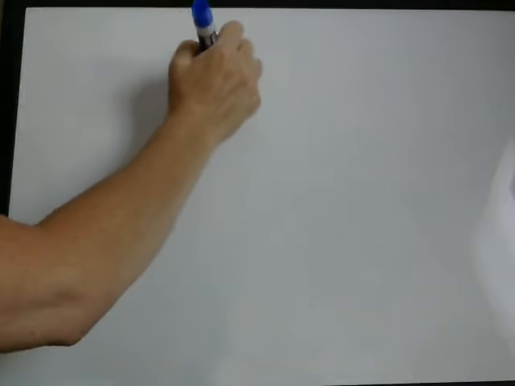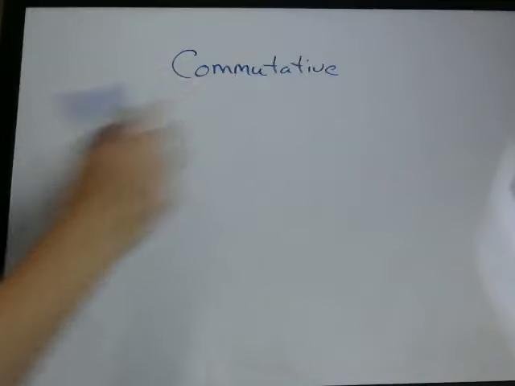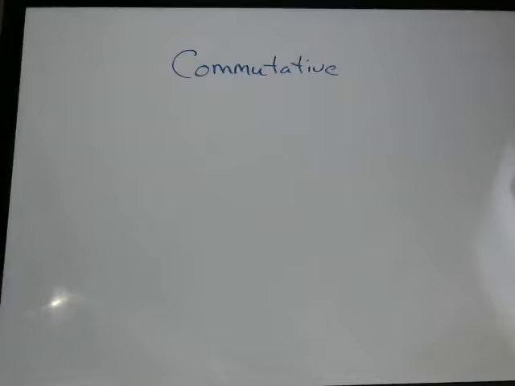I'm going to introduce three mathematical properties here, but really concentrate on the distributive property. But the first one is called the commutative property. This is for addition and multiplication.